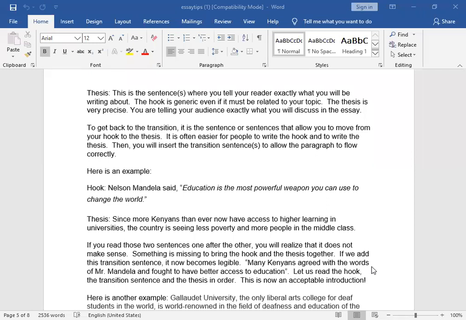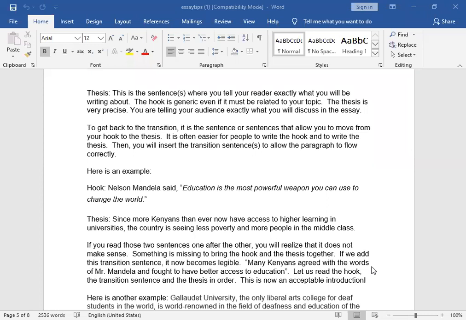Why did Nelson Mandela say education is the most powerful weapon you can use to change the world? And why does the writer also think that it is true? So in your subsequent explanations, that is in the thesis now, or the body of the composition, you are going to attach your composition to that hook.